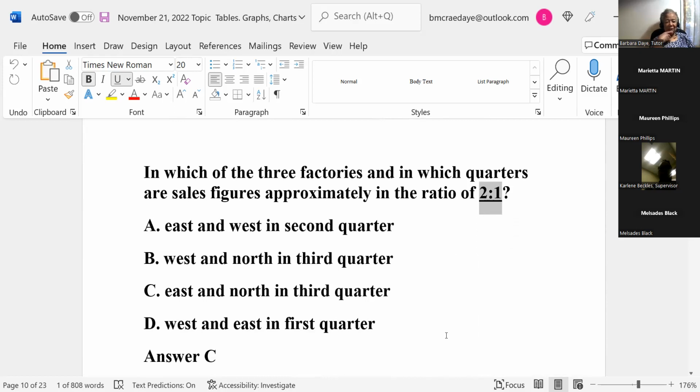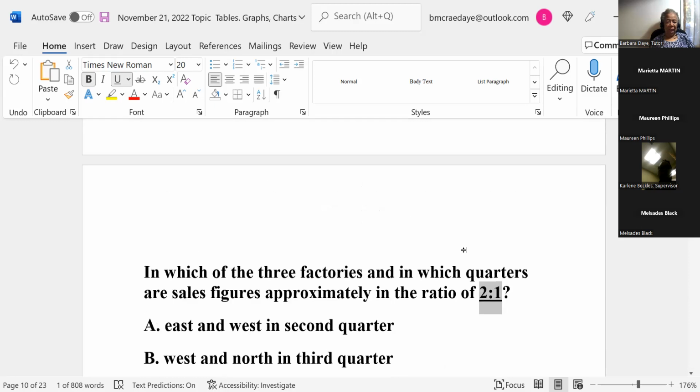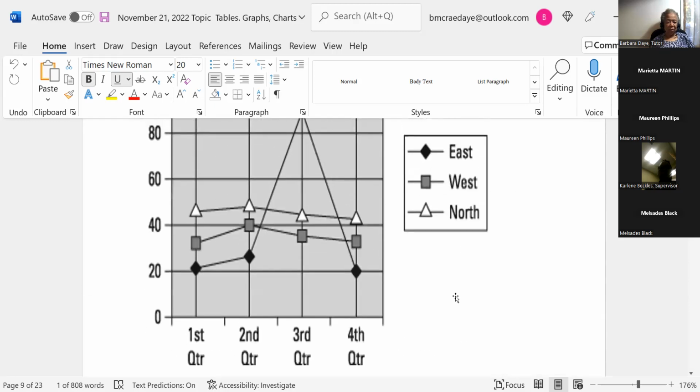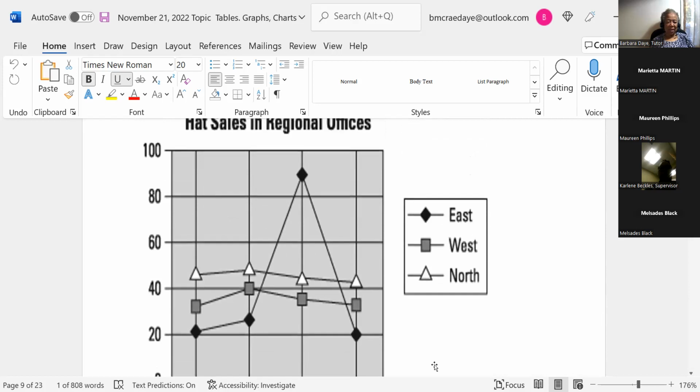Any questions on how you analyze that? I didn't quite get that. Okay, for the ratio to be 2 to 1, that means a value is twice another value. For something to be twice another value, you need a large value, because all of these others are sort of close.